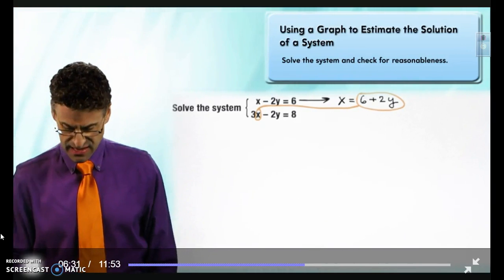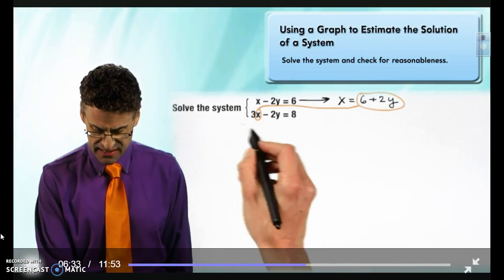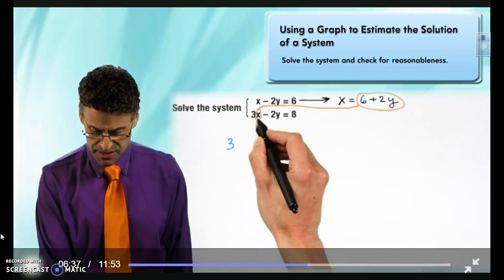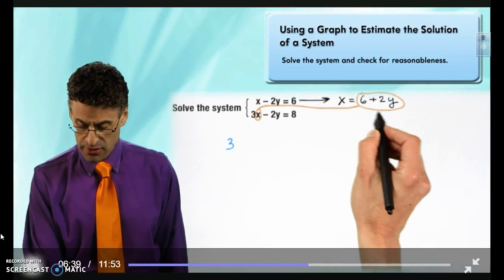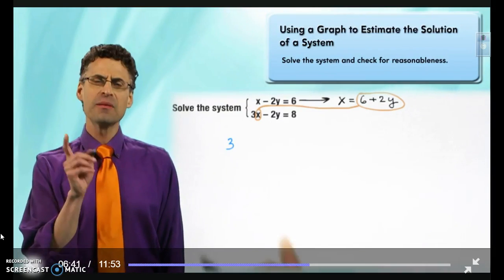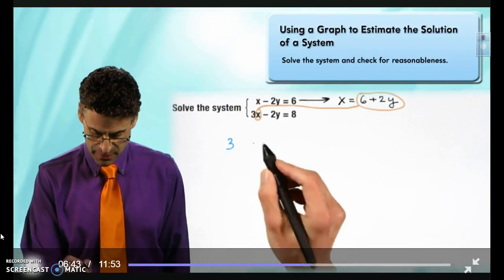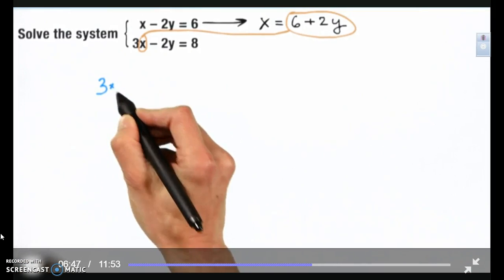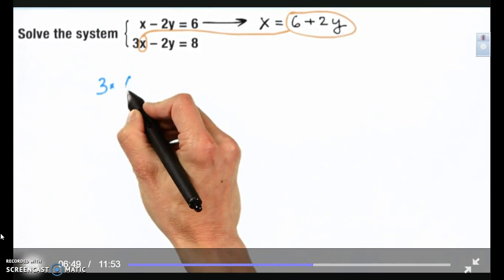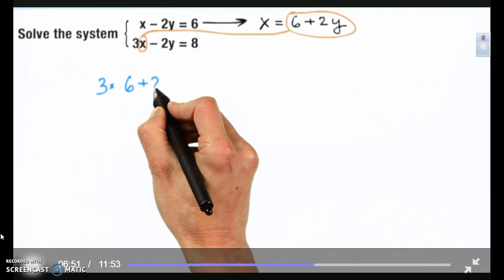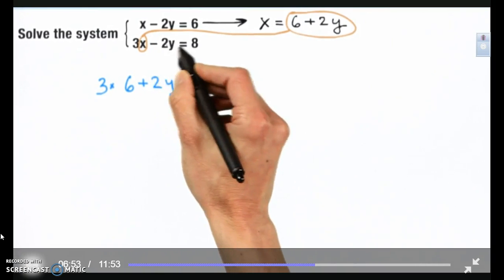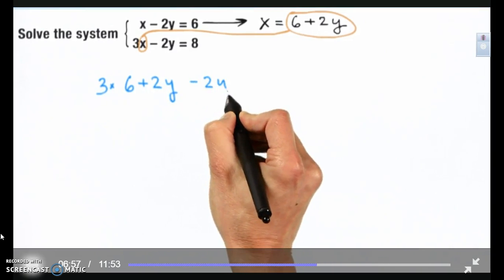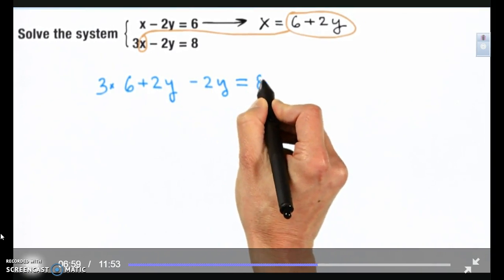So if we put these things together, what we would see is the second equation will become 3 times, now instead of x, I'm going to write all of that stuff. I'm going to make a mistake right now. See if you can catch the mistake, but I'm warning you, there's a mistake. So this is 3 times, and then all that stuff. So 6 plus 2y. And then don't forget about this stuff, so that's going to be minus 2y equals 8.